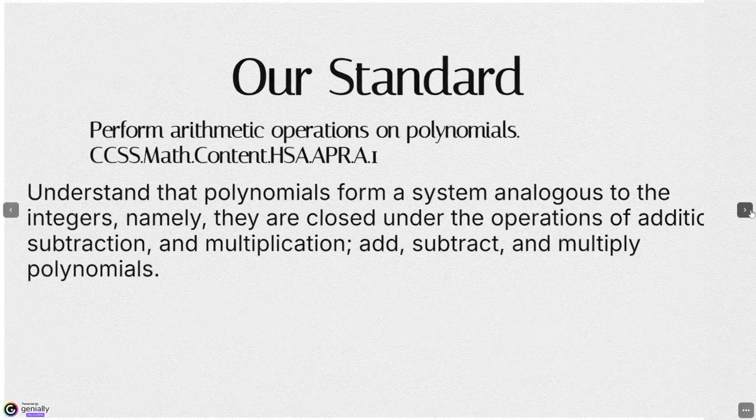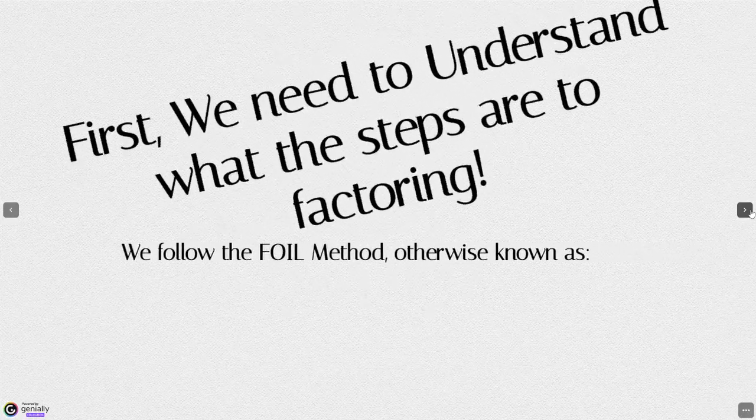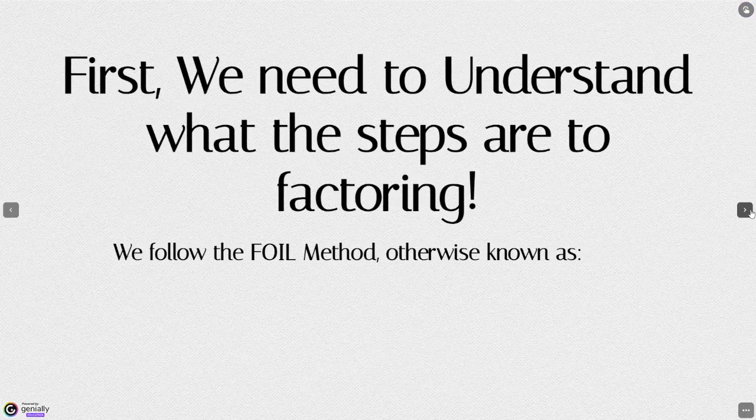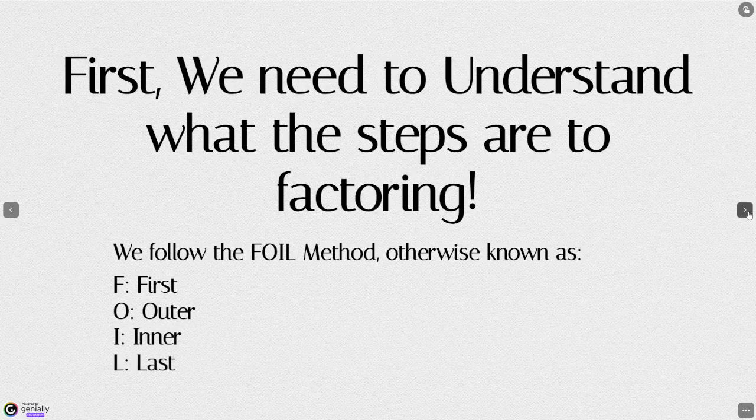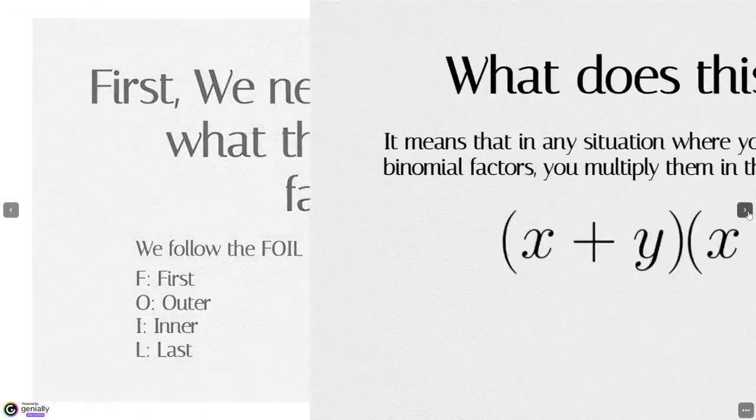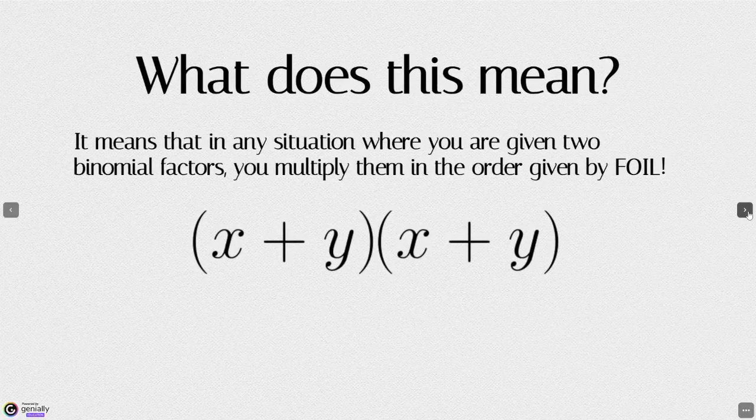So, when we get into foiling, we have a few steps. The first thing we need to do in order to factor is to understand the steps to it. When we factor, I will be teaching you the FOIL method, otherwise known as our first, outer, inner, and last method. So, with that being said, what does this mean? It means that in any situation where you're given two binomial factors, you multiply them in the order given by FOIL. In the case of this, we have a simple x plus y expression.